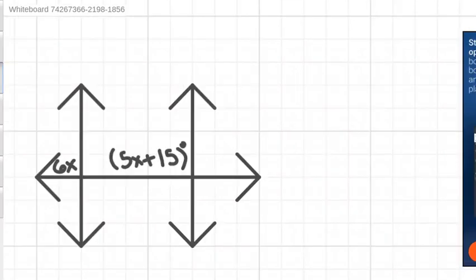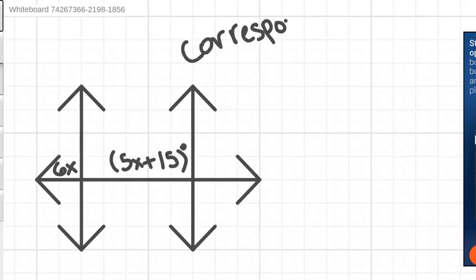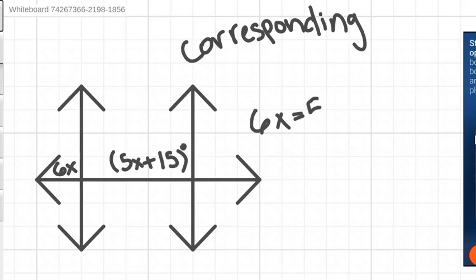All right, our next one, 6x and 5x plus 15. We know that these are corresponding angles, which are congruent again. So we'll write down corresponding, and we'll set these congruent to each other. So 6x is equal to 5x plus 15, which would make x equal to 15.